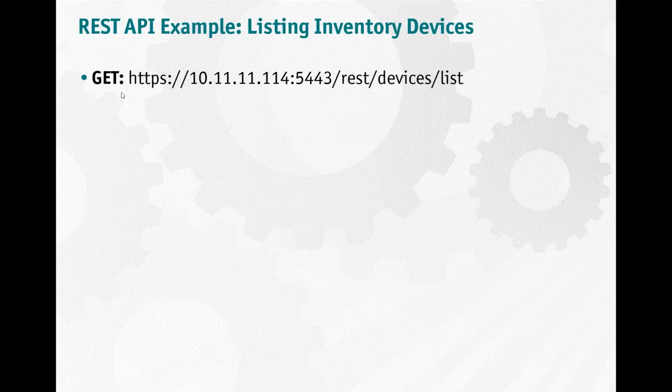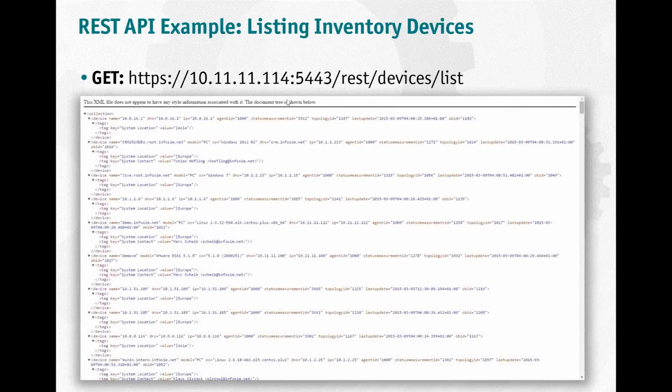The first one is a simple get method of the REST. So what you can do is simply put this one in your process trace bar and navigate to it, and as a result you will get a complete list of all your devices in StableNet. So as you can see, we are using the devices list functionality, and as a result we get an XML document which lists all devices in our inventory.